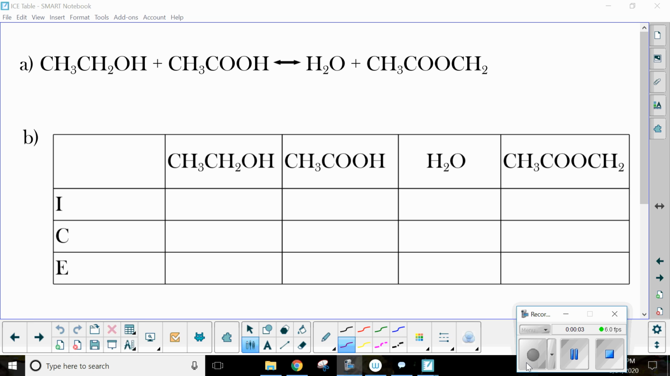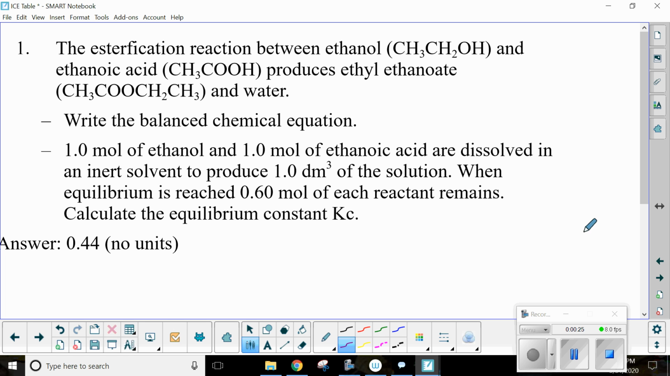All right, here's a video for number 1 on Learning Target 9's worksheet. And here's a balanced chemical equation. And hopefully you have already seen here that it's a 1 to 1 to 1 to 1 ratio of reactants to products. And the question is telling us that I have initial concentrations of 1 mole per liter of ethanol, 1 mole per liter of ethanoic acid.